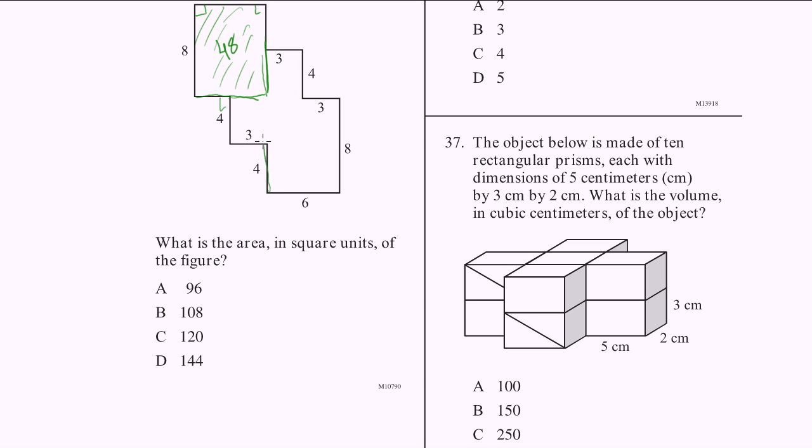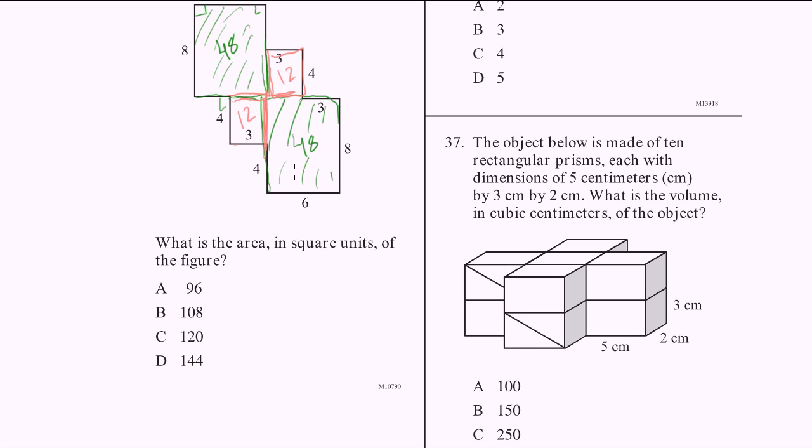Let's see what else we can do. We could do this rectangle right here. It's also 6 by 8, so this is also going to be 48 square units. And then, let me do it in another color, we have this rectangle right here, which is 3 by 4. So 3 times 4 is 12 square units. And then you have this rectangle right here, which is also 3 by 4, so it's also 12 square units.